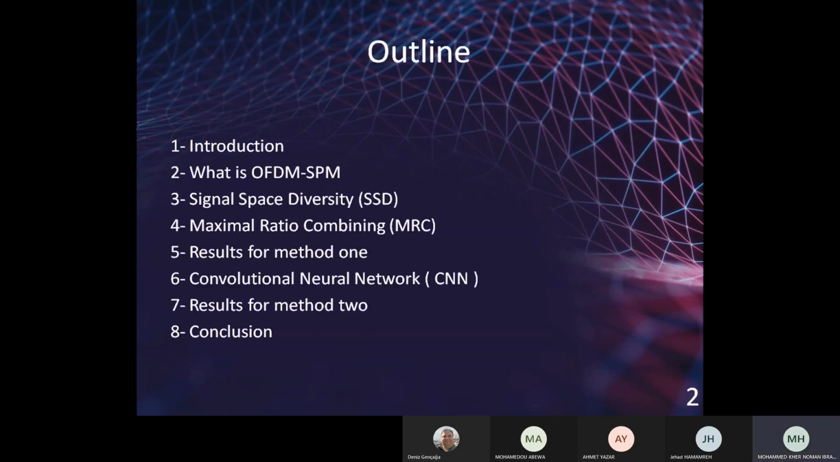These are the points that I want to talk about. I will speak about a small introduction and what is OFDM-SPM and signal space diversity, maximal ratio combining, and the convolutional neural networks. And I will show my results after I have made my simulation.